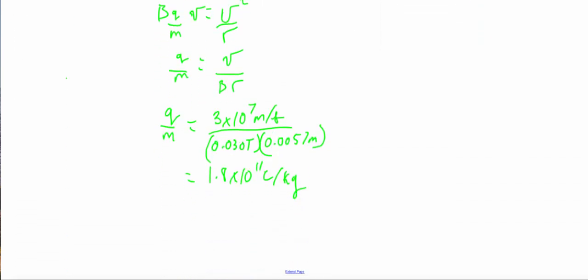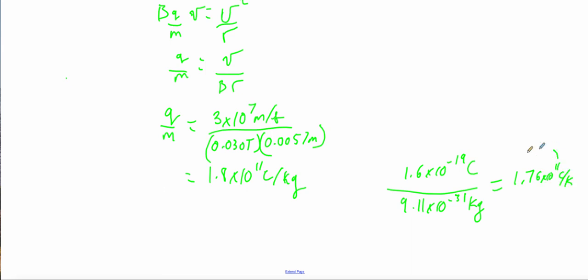Now we know the mass and we know the charge of an electron. So we know the charge of an electron is 1.6 times 10 to the negative 19 coulombs. We know the mass of an electron is 9.11 times 10 to the negative 31 kilograms. If I calculate this, I end up getting around 1.76 times 10 to the 11 coulombs per kilogram. Now this here is very similar to this here. So my answer is very similar to the charge to mass ratio of an electron.